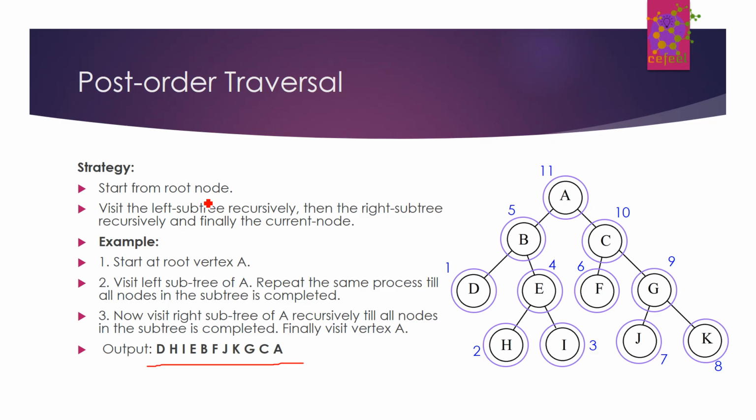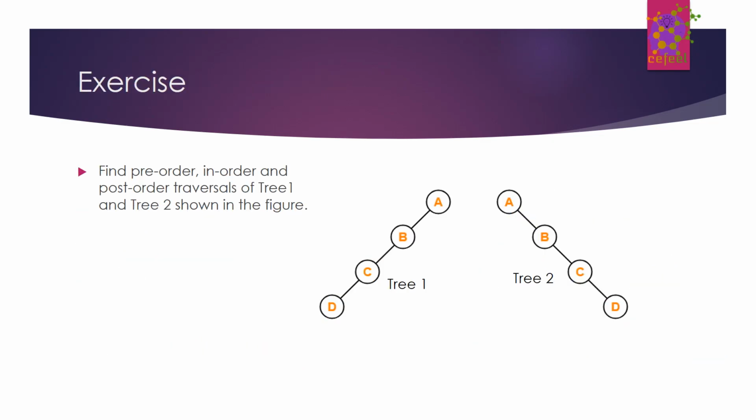Cool. So before we end, here is an exercise for you. So we have given two trees, tree 1 and tree 2, which do not look normal. They are also called skew trees. So the exercise is to apply all the three traversals we learned: pre-order, in-order, and post-order on these two trees.